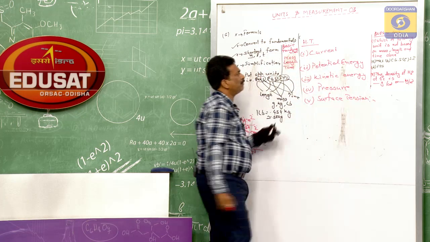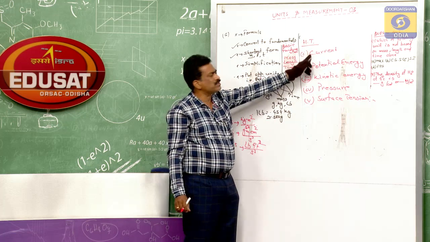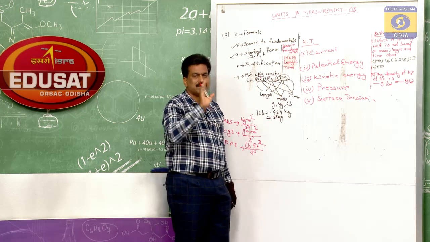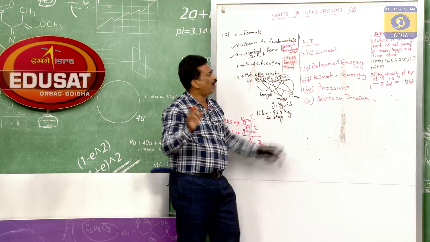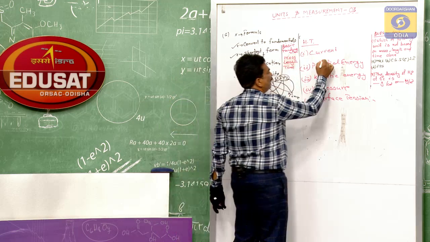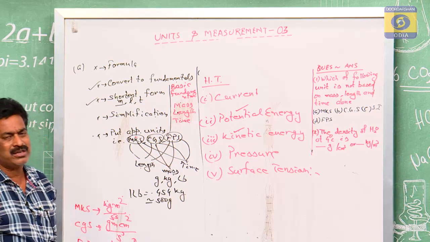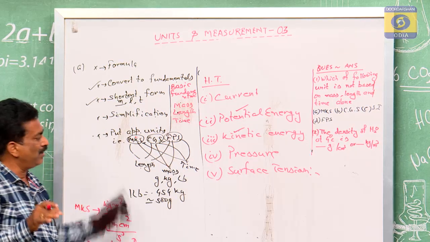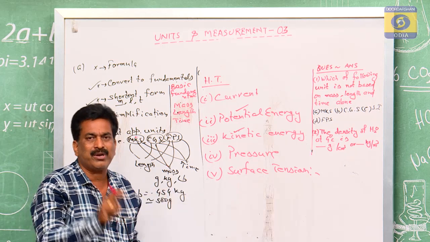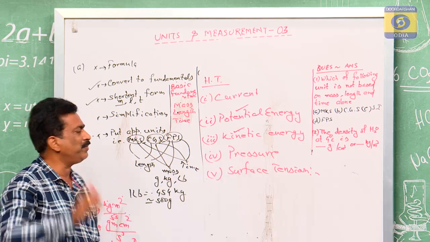Out of them, current, what is this one? We know earlier, because current is one of the basic fundamental quantities, as I already said, one of the 7 fundamental quantities. You will write that one easily. Potential energy and kinetic energy are energy. Energy is what? The amount of work done. So what is the unit of work? The unit of work and the unit of potential and kinetic energy should be the same.